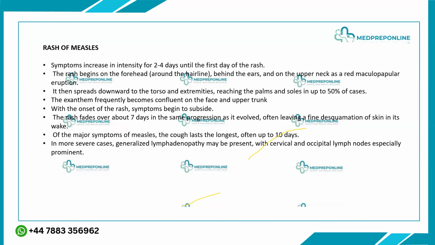So these merge and form a reddish area. With the onset of rash, symptoms begin to subside. The rash fades over about 7 days in the same progression as it evolved, often leaving a fine desquamation of skin in its wake. Of the major symptoms of measles, the cough lasts the longest, often up to 10 days. And in more severe cases, generalized lymphadenopathy is seen.